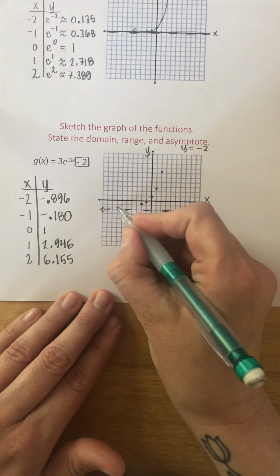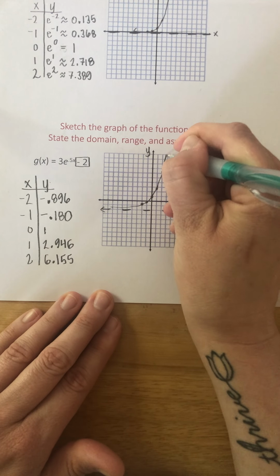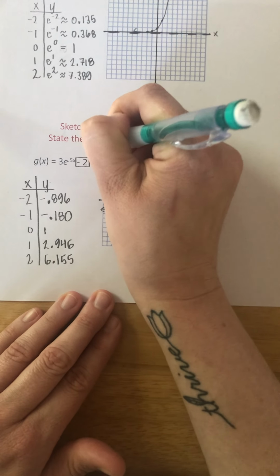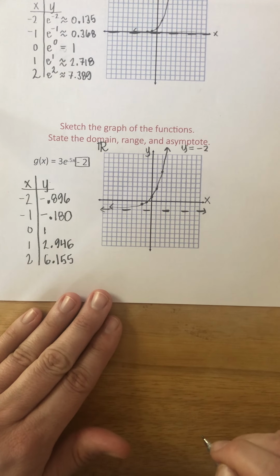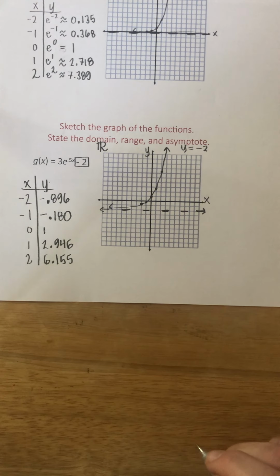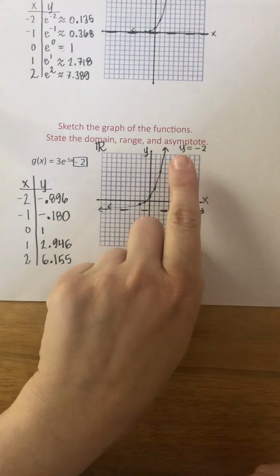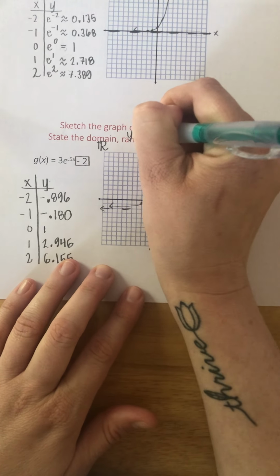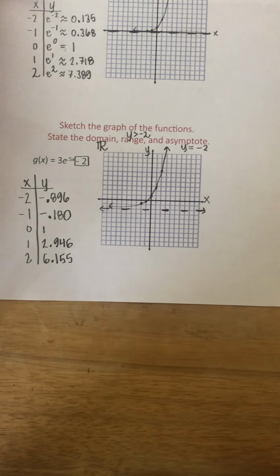So we're going to see a graph that gets close to the asymptote and then curves and continues to go up. Again, domain is going to be all real numbers. There are no restrictions to it. For the range, we're going to ask ourselves, is our graph above or below the asymptote? And it's above it, so we're going to say y is greater than -2 because our graph is all above the asymptote.